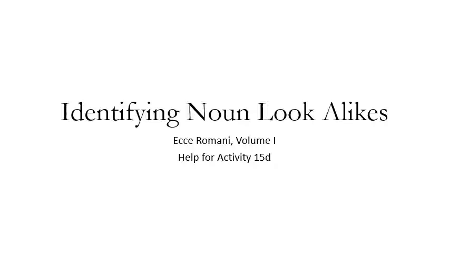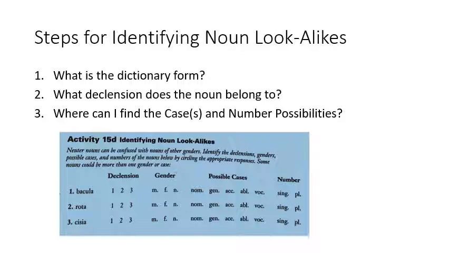This is to help you with Ecce Romani, Volume 1, in your activity book, Activity 15D on page 94. Identify noun lookalikes. How do you identify noun lookalikes? Noun lookalikes are nouns that can look like other nouns or other forms of nouns. The steps are simple. There are three.